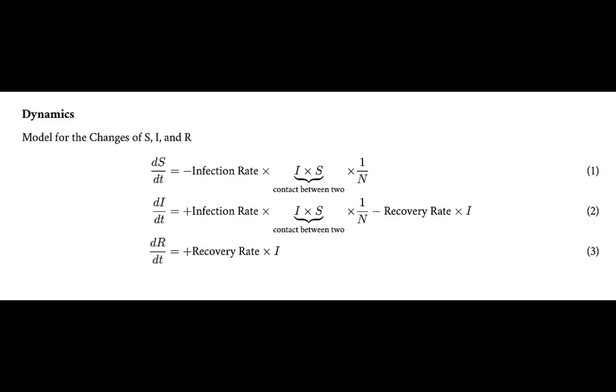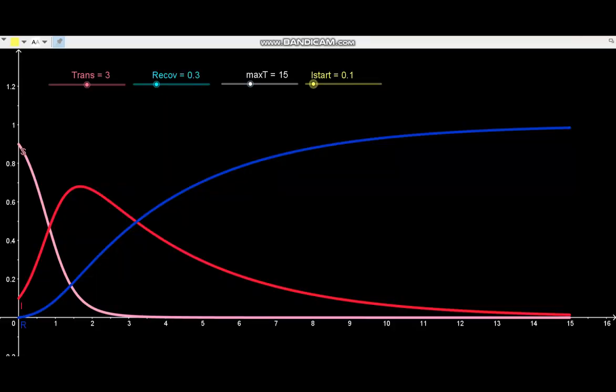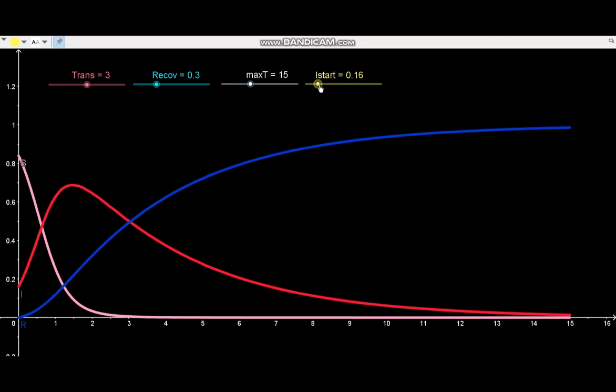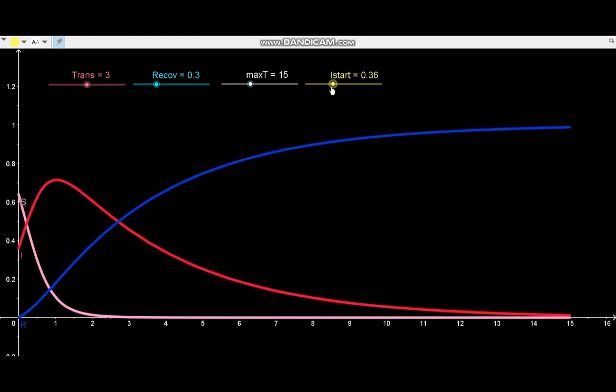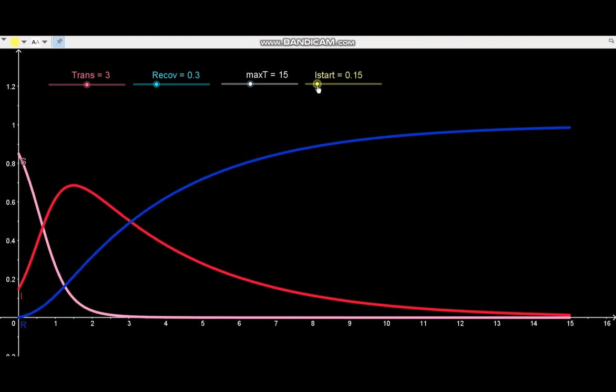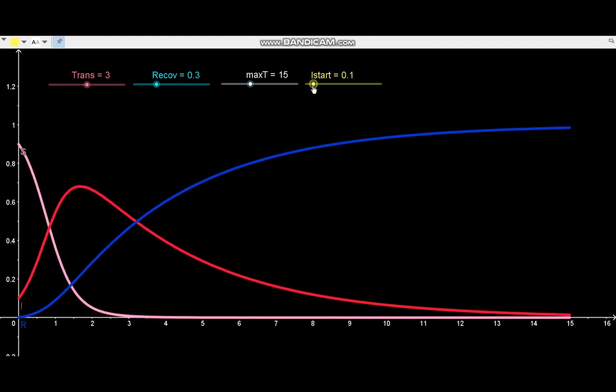Now it's time to see how the susceptible, the infected, and the recovered will change over time respectively. In this simulation, we assume that the total population N equals 1. We also assume that at time 0, there is 10% of infected people. So the starting infected rate is 0.1. If we change this value, we can see that the value at time 0 changes. So let's put it back to 0.1.